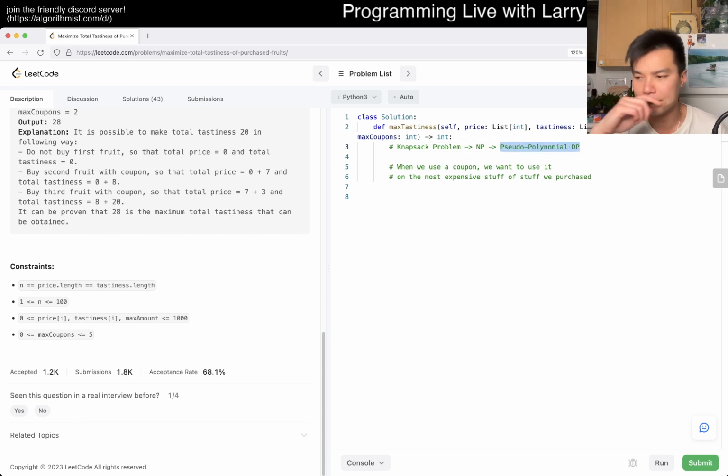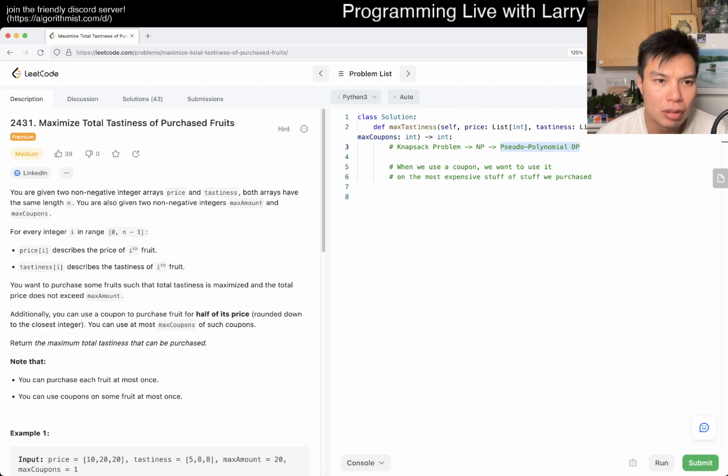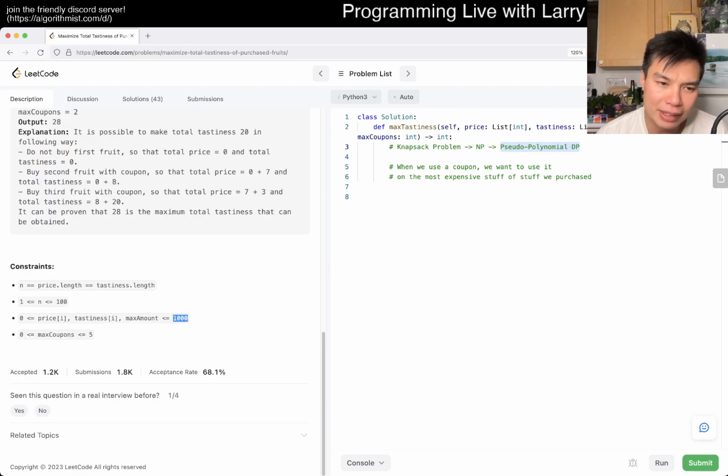and because of that, we can actually just create an extra dimension about how many coupons we've used, because there's only 5, so that means that there are only 6 states, right, from 0 to 5 inclusive. So in that case, roughly speaking, you're going to do a pseudo polynomial DP on the max amount, which is going to be 1,000, and then you do it for each 100 items times 5. So that's going to be good enough.